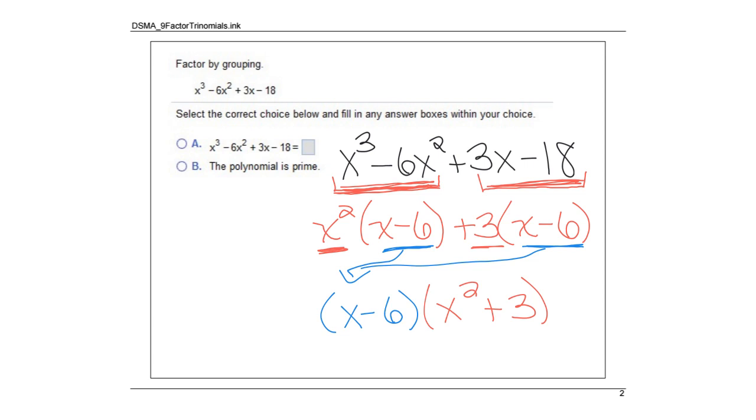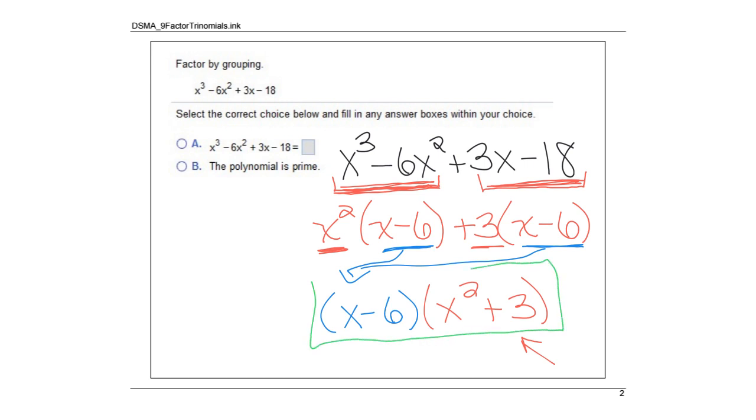Now we do still, because we have an x squared here, we need to check to see if we can factor further. But this one's not going to work because it's not even a sum of squares, although we could make it work. But since it's x squared plus a number, we cannot factor this further. Therefore, that is my answer.